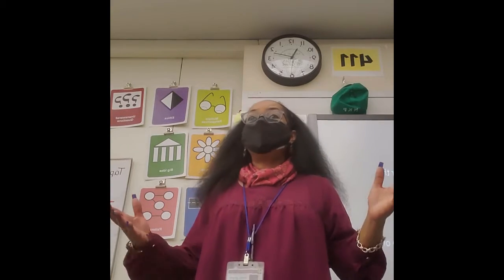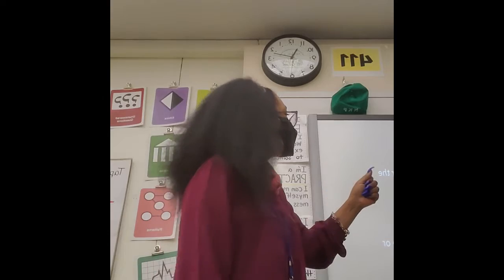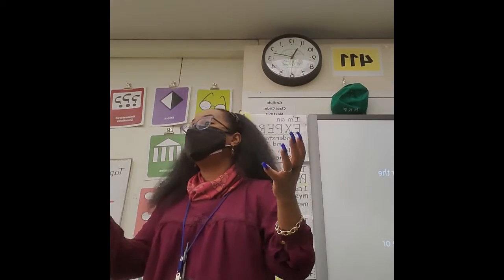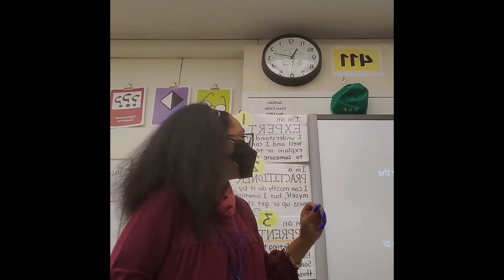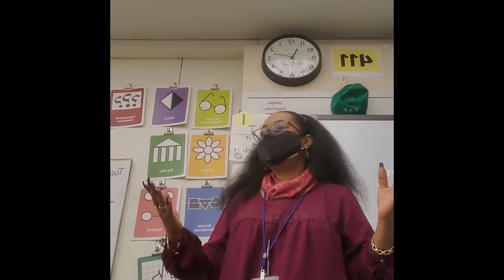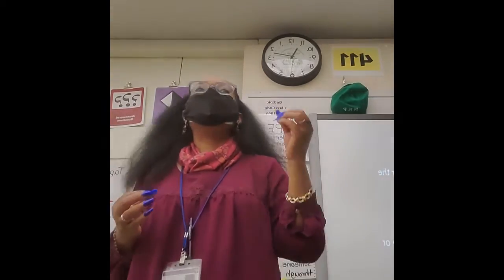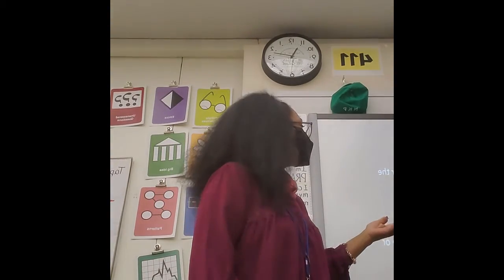Number 2, electorate. That's that word I told you to remember, right? Yeah. The electorate is a body of people who are entitled to vote. The next one, he mentioned it in the video. Number 3, suffrage. Suffrage is a word that means the right to vote. It's just another word to say the right to vote.